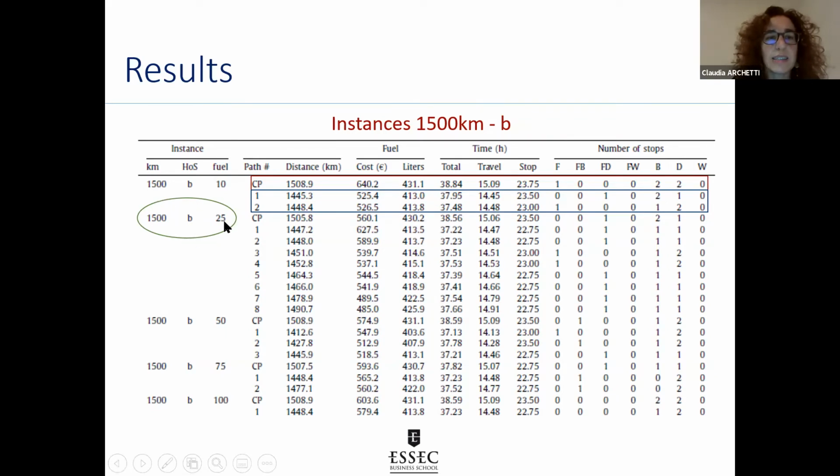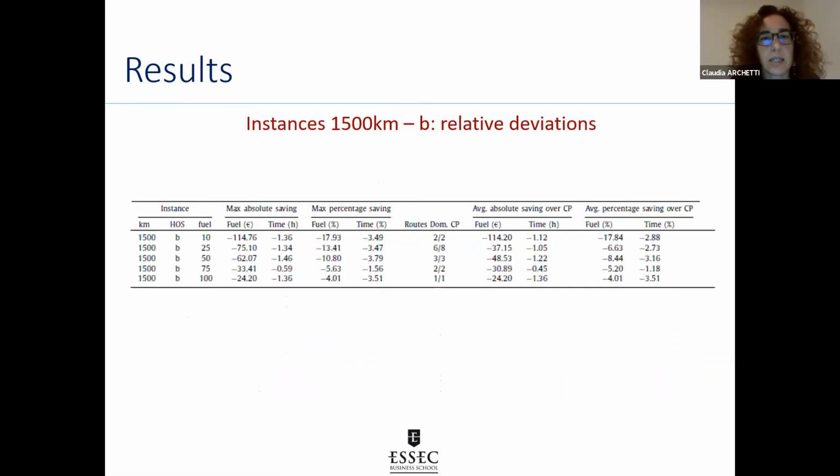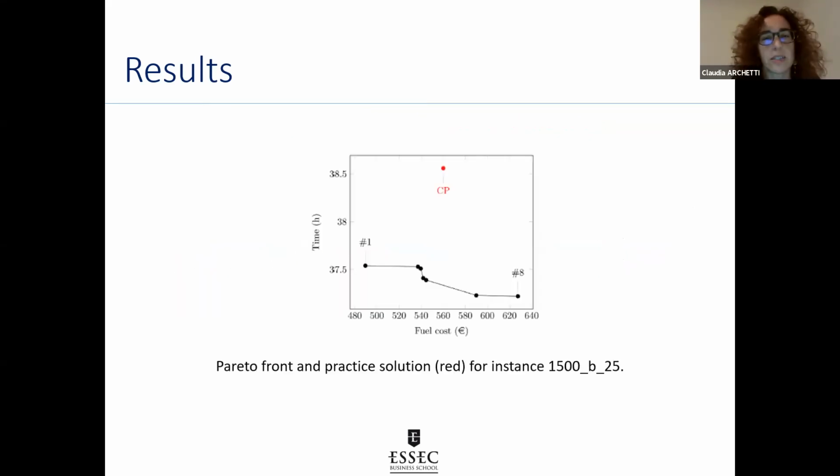I'm just highlighting the instance over here when the fuel level is 25% to show you that in this case, we were capable of finding a non-dominated path, and I will show some of them in a couple of slides. Same figure as before, still we can save up to almost 18% in terms of fuel cost, and around 3.5% in terms of time. Okay, and this is what I was showing you before.